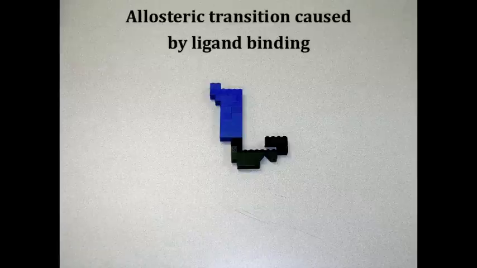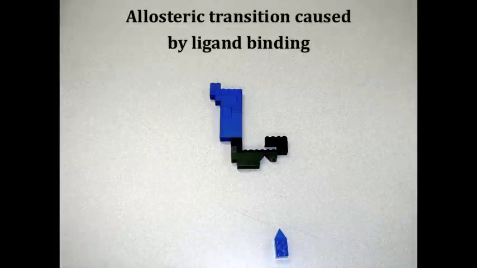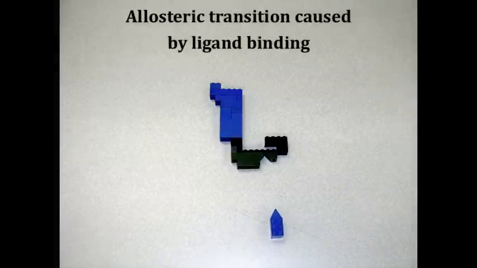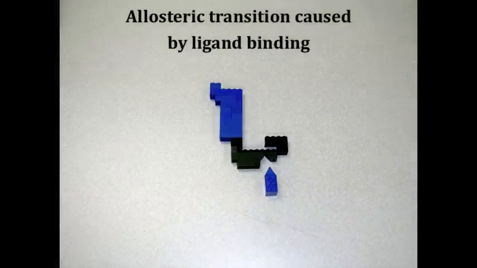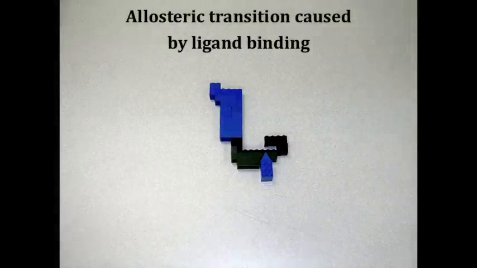The next way is by allosteric transition caused by ligand binding. You'll notice a ligand appearing at the bottom of the screen. It's going to come and bind with the E3 part of the complex, and it will cause a conformational shift, allowing the protein to come and bind on the E3 subunit.